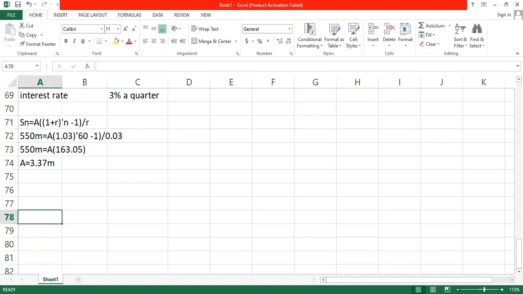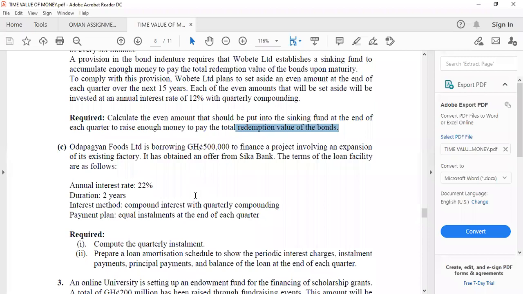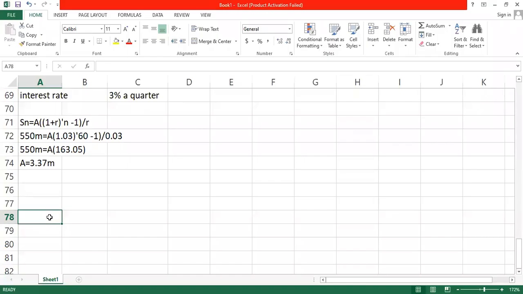How would the interest be paid? Is it at the beginning of every quarter or at the end of every quarter? The payment plan is equal installment at the end of each quarter. Which type of annuity is that? Ordinary annuity. And for loan repayment, we use present value. So we look at the present value of an ordinary annuity, which is equal to what?